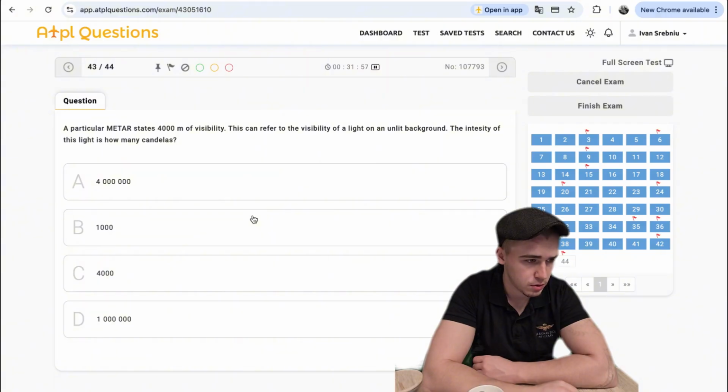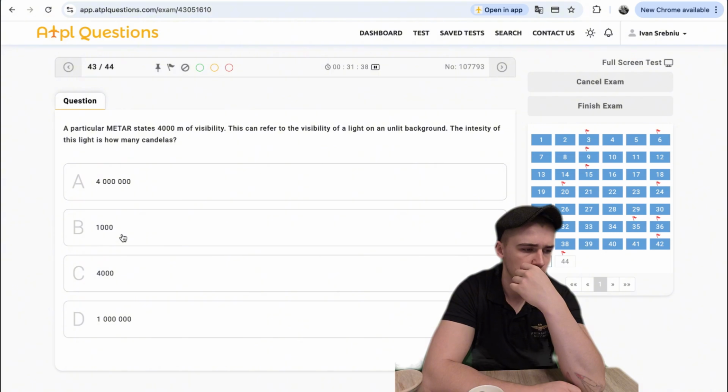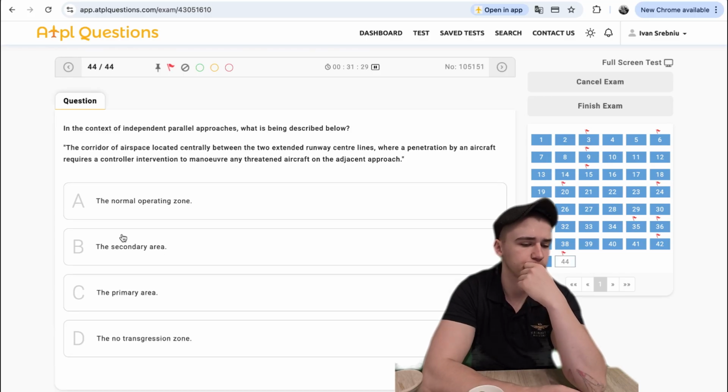A particular meter states 4,000 meters visibility. This can refer to the visibility of a light on an unlit background, the intensity of the lights, how many candles: 1,000 or 4,000. I think 4, but let's answer 1,000.